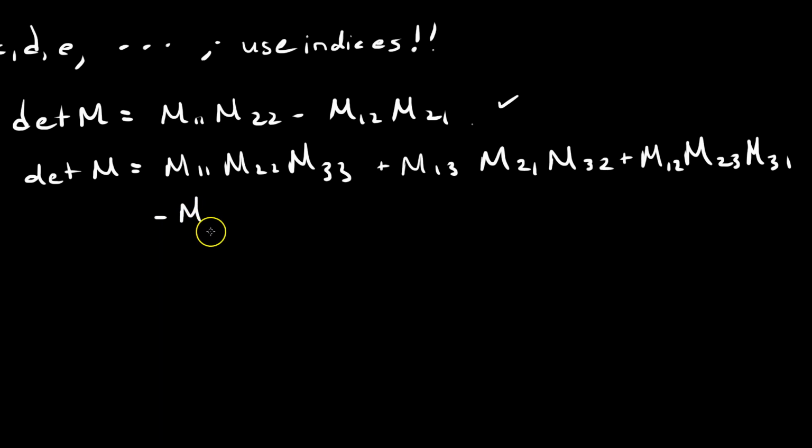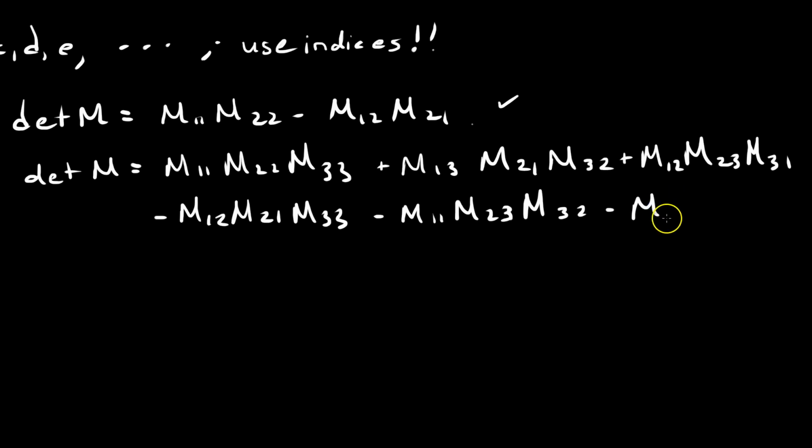minus m12 m21 m33, minus m11 m23 m32. Almost done here. We got 6 terms. Minus m13 m22 m31. Woo! And the way that I did this is honestly, I just looked at what we had from earlier, the expression aei minus bdi, etc., right?